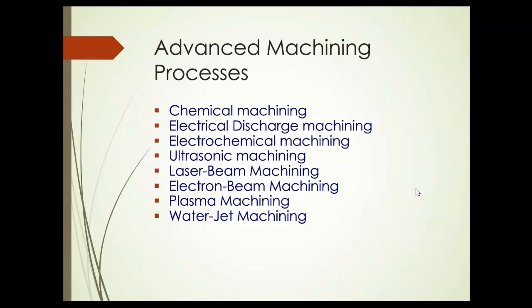Now we talk about the advanced machining processes. We're not going to talk too much about these. You guys are going to do an assignment on your own where you learn about these. These advanced machining processes are called chemical machining, electrical discharge machining, otherwise known as EDM, electrochemical machining, known as ECM, ultrasonic machining, laser beam machining, electron beam machining, plasma machining, and of course, one of the newer, more interesting technologies is the water jet machine as well. You guys will be given one of those to do a little research on and give us a little bit more information on what those processes are.